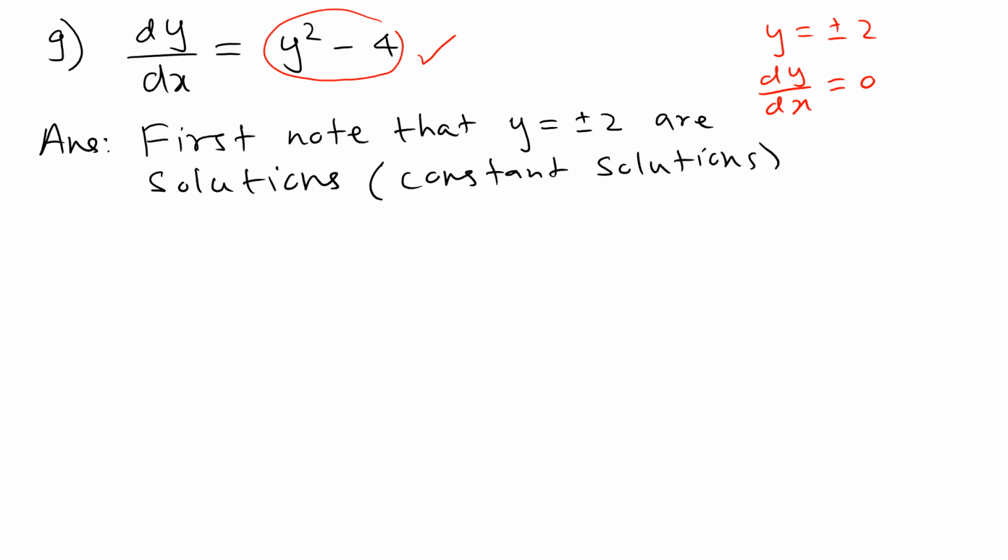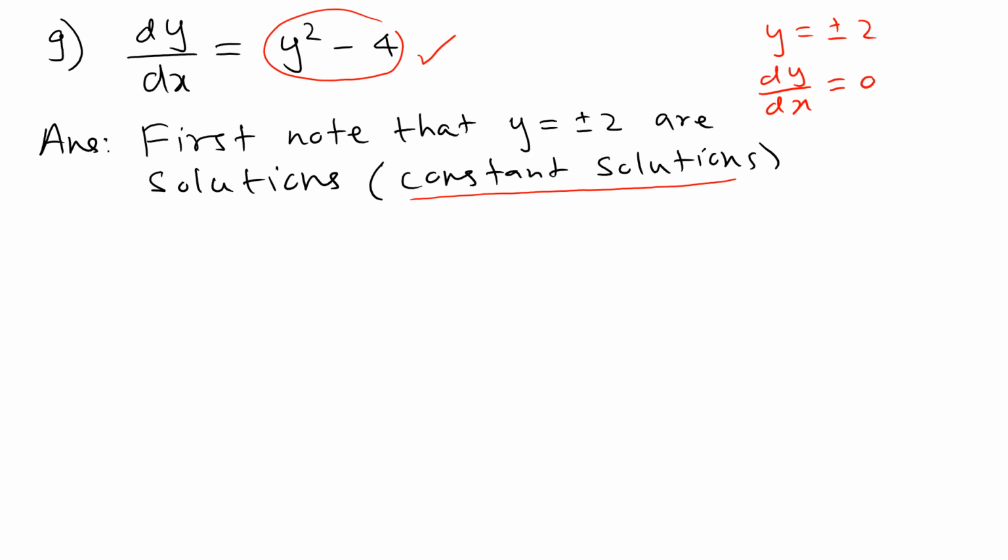But still there's a question. For example, let's say you are given an initial condition. Let's say your initial condition is y(0) = 3, or something other than this. Then these are not solutions, because they don't satisfy the condition. But in general, these two are solutions. So if no initial conditions are given, there's no condition to check, so you get y = ±2 as solutions.